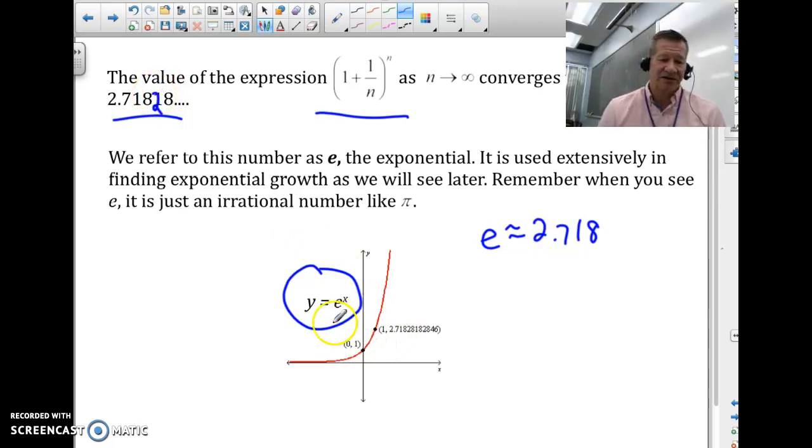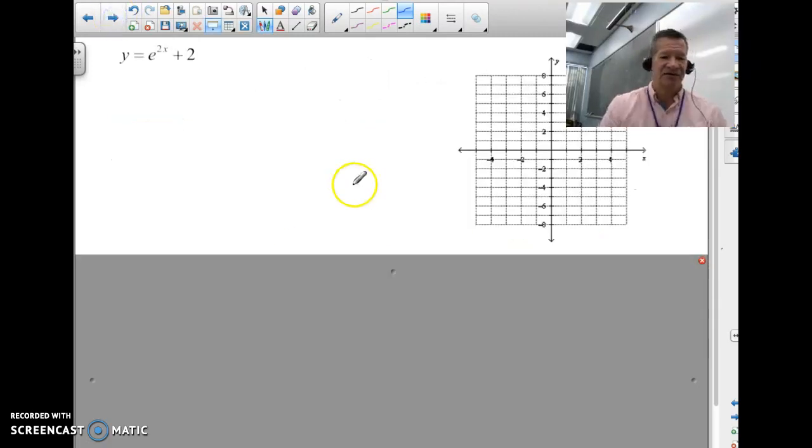But again, it's not much different from the other ones we're doing. It's still going through 0, 1 because anything to the 0 power is 1. When I put 1 in, I get 2.718, but we're just going to call that e. So it's going to go through 0, 1, and 1, comma e. So let's try these. You'll see it's the same thing.